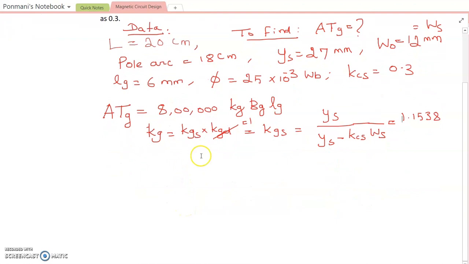Then what do you have to calculate? We have calculated Kg. Then we need to calculate Bg. Bg is the maximum flux density. The equation to calculate Bg is B average divided by the ratio of pole arc to pole pitch, psi.